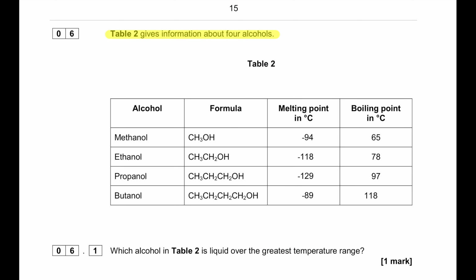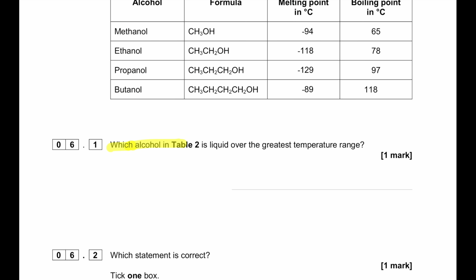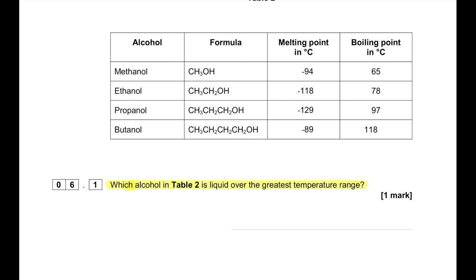Table 2 gives the information about 4 alcohols. Which alcohol in table 2 is liquid over the greatest temperature range? We have to see where we have the difference. For example, 65 and 94. All right. What is the difference in melting point and boiling point? So when we see that, we find out that it's 65 plus 6 degrees Celsius, which gives us 71.